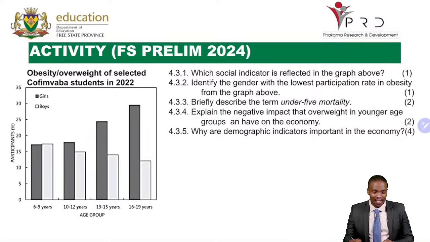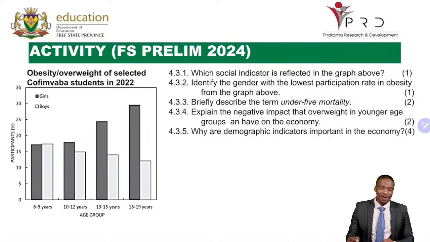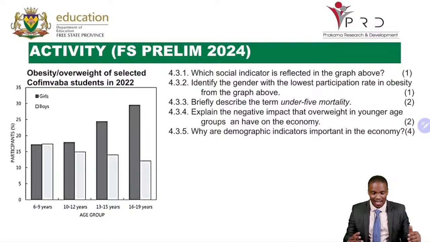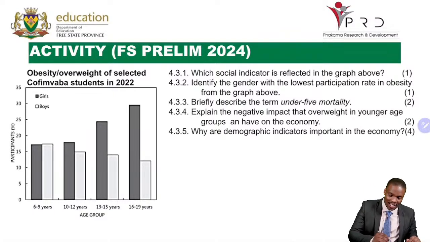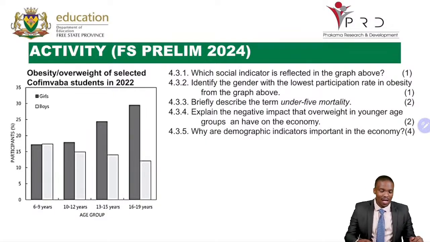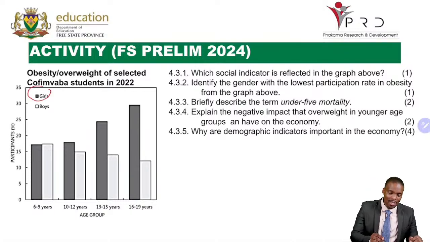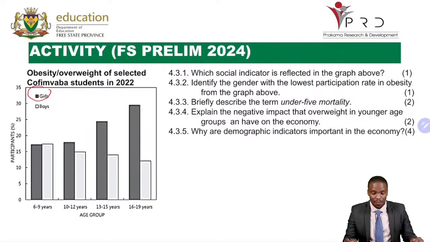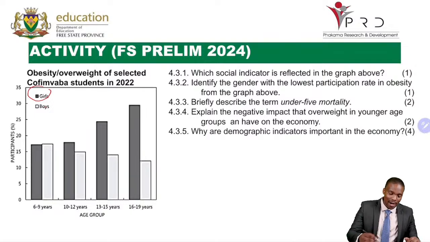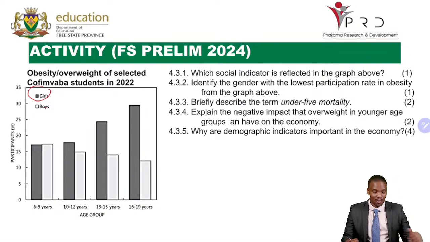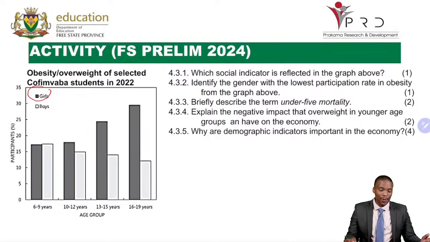All right, let's look at this. This part of the question, these are all marks hanging there. Just analyze the data response first. It shows obesity and overweight among students in 2022. The black one is girls, while the gray one is boys. Then in the bar graph, we look at the participation as well as the age group.